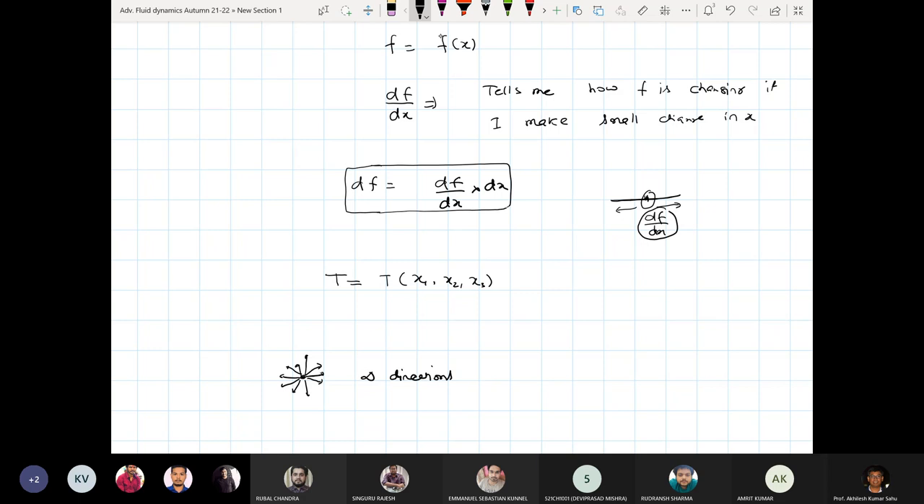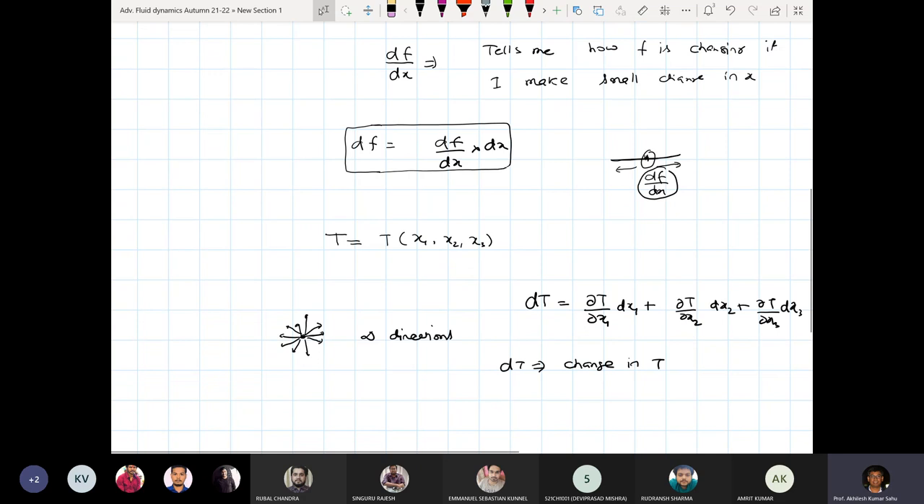From calculus, you can write dt equals partial t by partial x1 into dx1 plus partial t by partial x2 into dx2 plus partial t by partial x3 into dx3, right? So what is dt? dt is the change in t if I move a small distance away from the given reference point. I'm using the word move; move means I'm changing my x1, x2, x3 location. I can further simplify this.